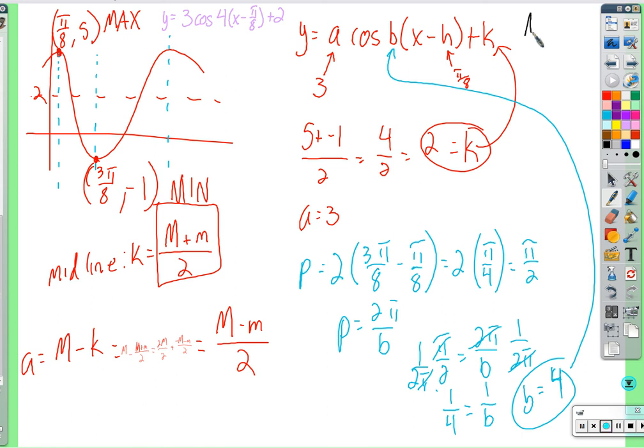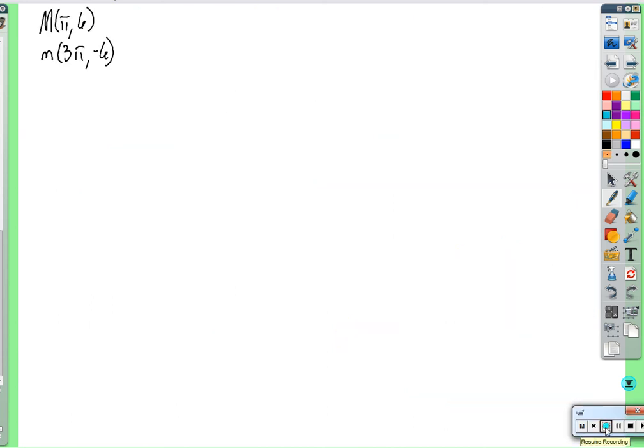So we'll say the maximum value is at (pi, 6), and the minimum is at (3 pi, negative 6). Okay, I think it's probably easiest to go ahead and find k and a.